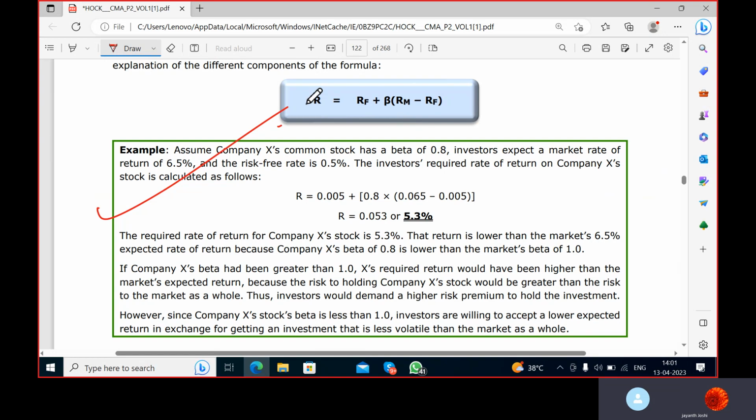This 0.005 has been calculated twice, sir. Calculated? No, this is the risk-free rate, na? See, assume company X stock has a beta of this. Expected market rate of return is 6.5. That is RM. Risk-free rate is 0.5. That is RF. Beta is 0.8. Beta into RM minus RF, and risk-free rate is 0.5%, RF. So this, sorry, RF plus. So this entire formula gives you the expected return, na, when you calculate. Okay.